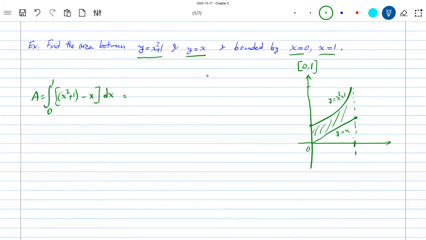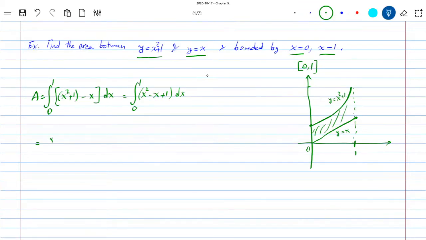It's good to use parentheses and brackets just to make sure the subtraction is right. If the lower function is not that simple, you have to distribute this negative sign into other terms, so it's better to use parentheses. Okay, so what we get is the integral from 0 to 1 of x squared minus x plus 1 dx. I put them in order just to take the antiderivative. Find the antiderivative and evaluate.